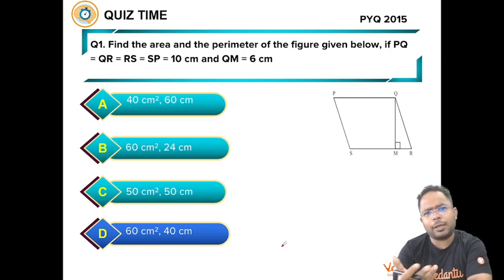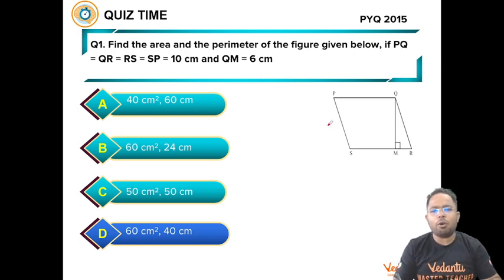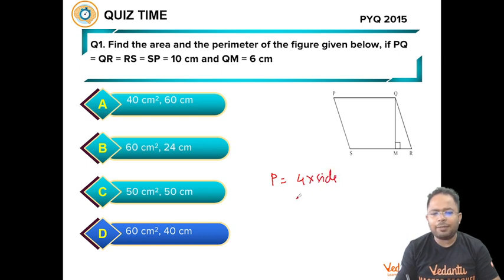I will say, batao sir kaise? You look into the perimeter part. As you all know, perimeter means the total length of the boundary. And if all the sides are of 10 centimeter, obviously the sum of all four sides will give you 40 centimeter, and that is only one option, right? Otherwise, we can do it with calculations also. The perimeter is very simple: 4 into side, that is 4 into 10, that's 40 centimeter.